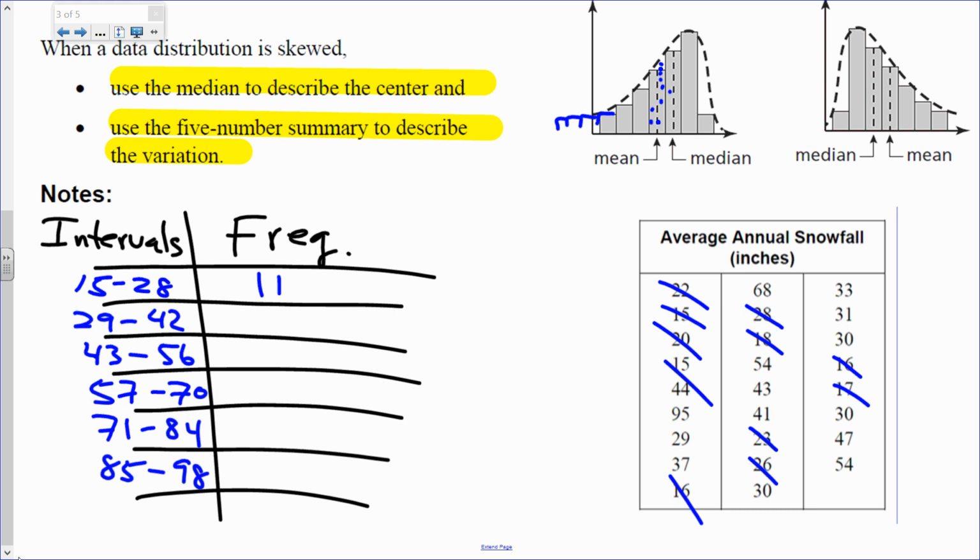Go write 11. By the way, as we're doing this, start trying to envision in your mind how the graph's going to look. Is it going to be skewed or symmetric? Because after we're done with the table, we're going to draw our histogram, the distribution. If you're paying attention and focusing, you can already envision how it's going to look. Is it skewed left, right, or symmetric right now? Watch. Pay attention. 29 to 42. Let's rock and roll.